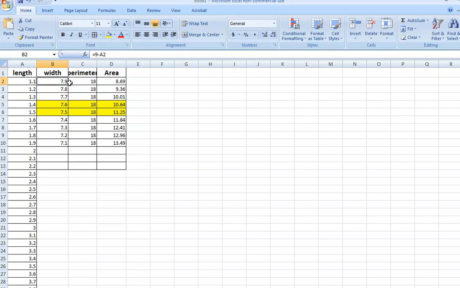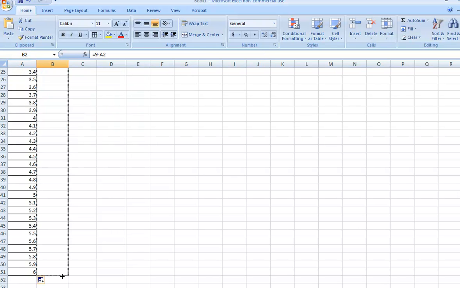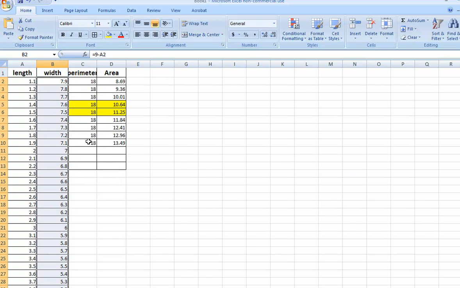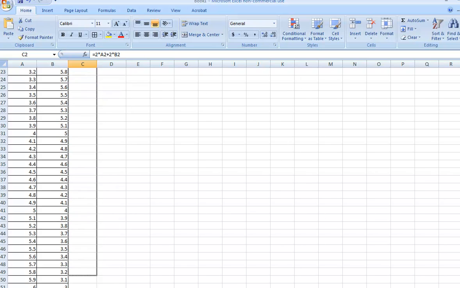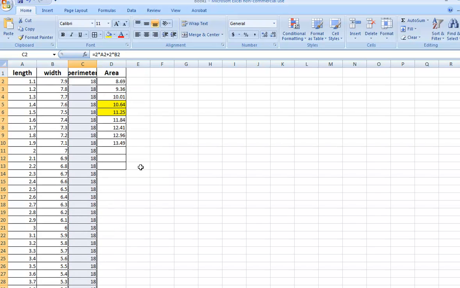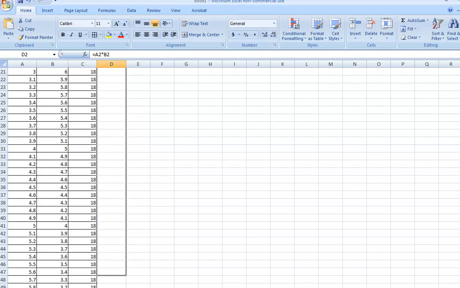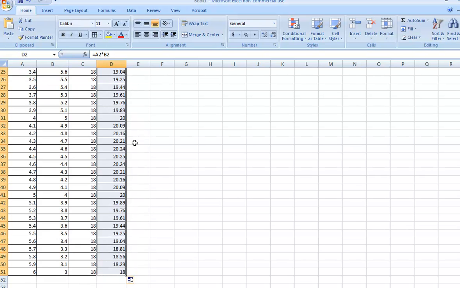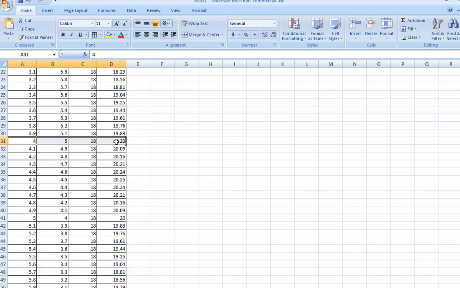And do the same thing for this guy. It's the same formula, so I can just zoom him down. And same for this guy. Well, the perimeter should be 18. Let's double check that we did our math right. It should be 18 all the way through if we did it right. Yep. And the area should be length times width all the way through, so I'm going to zoom him down. Again, we're looking for the biggest area. So we knew it was around 4 and 5. 5 by 4 gave us the area of 20.